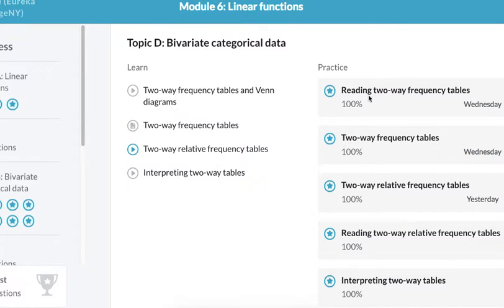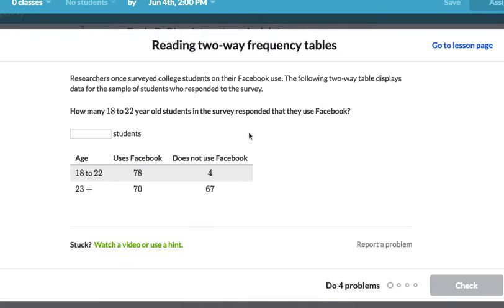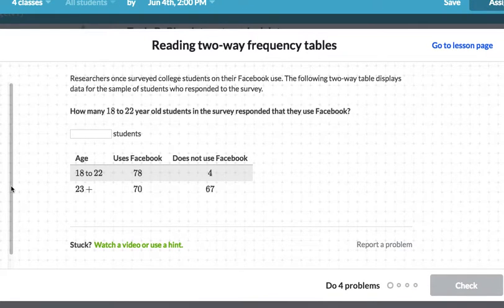So first one here is reading two-way frequency tables. Now, a frequency table is just a way of showing data that we've been provided after conducting a survey. So this example here is students surveyed on their Facebook use. You could do this in a classroom. You could say, okay, take your age ranges in your classroom, maybe make two age ranges like they've done here, 18 to 22 and 23 plus, and then just ask the simple question: do you use Facebook, or do you not? Based on that, you count the numbers in each category and you plug them in.